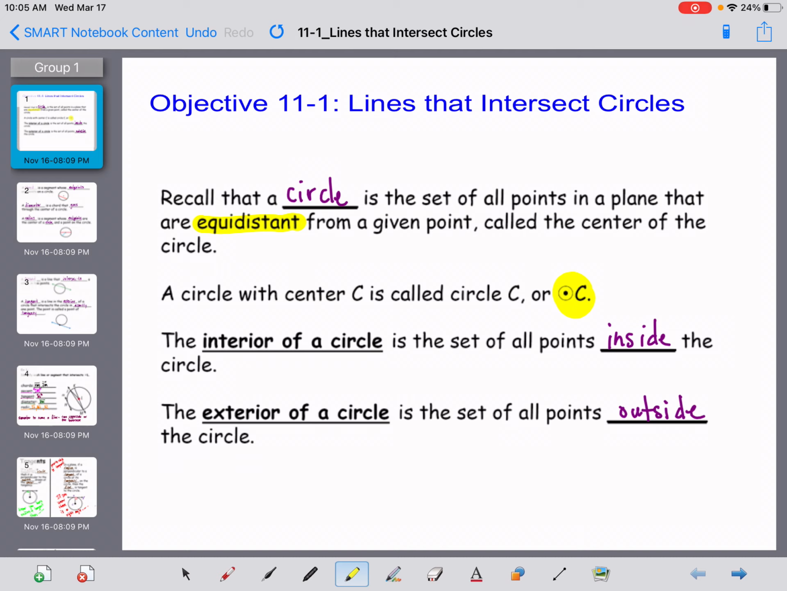The interior of a circle is the set of all points inside the circle. So if this were our circle, everything in blue would be the interior. The exterior of a circle is the set of all points outside the circle. So the exterior would be, not that little piece.